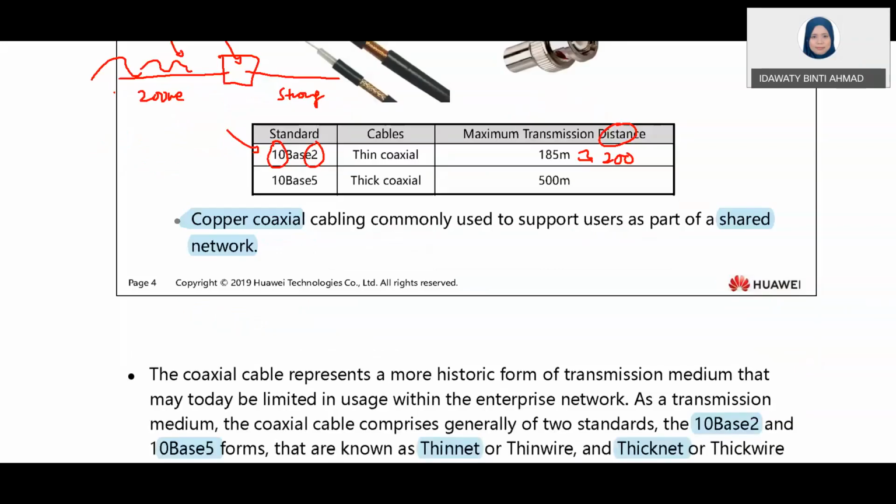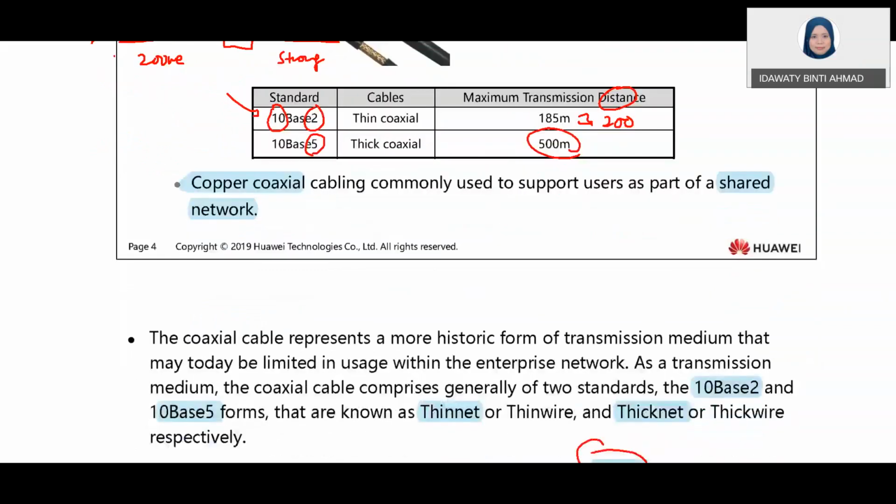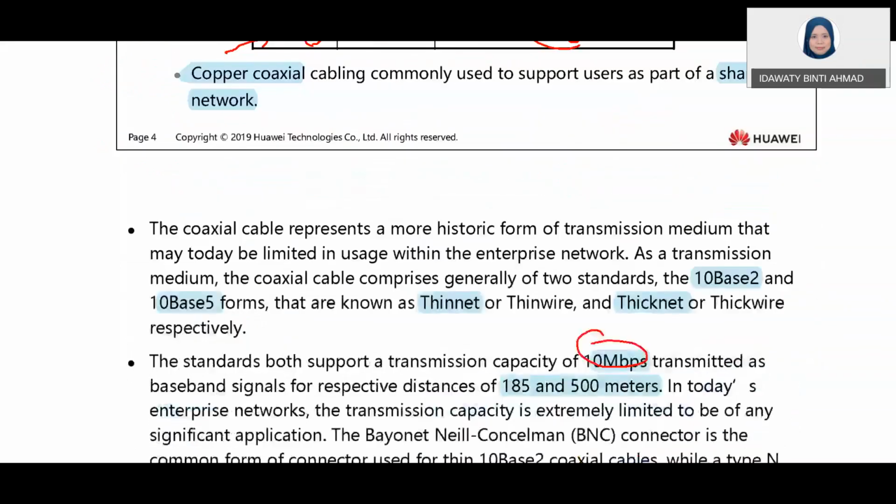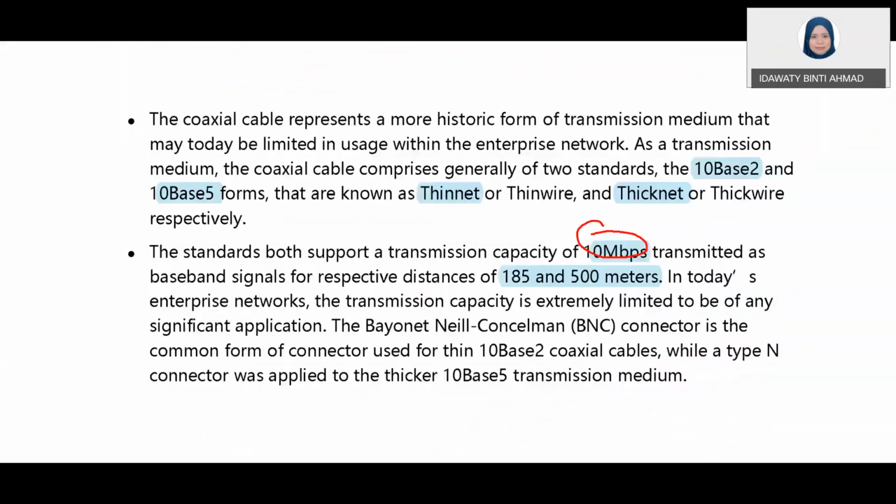I hope you already learned this in data communication. So 10 base 5 here means 500 meters. Longer, with the same speed, which is 10 megabit per second. So that is what it tells you. In the early stage of Ethernet, you have this thin net, to refer to 10 base 2, and you have this thick, 10 base 5 here.